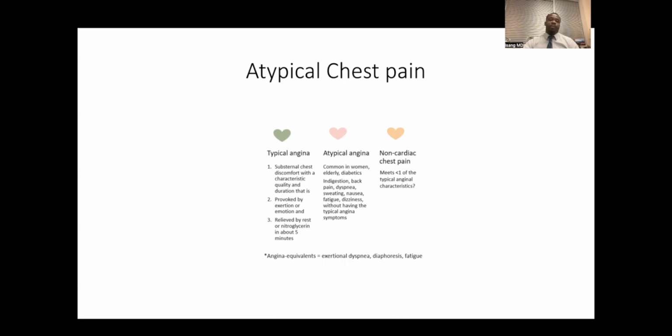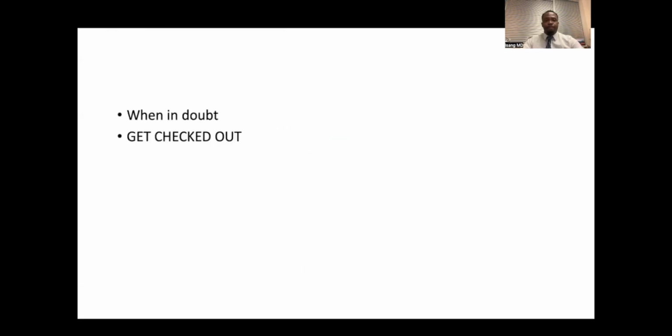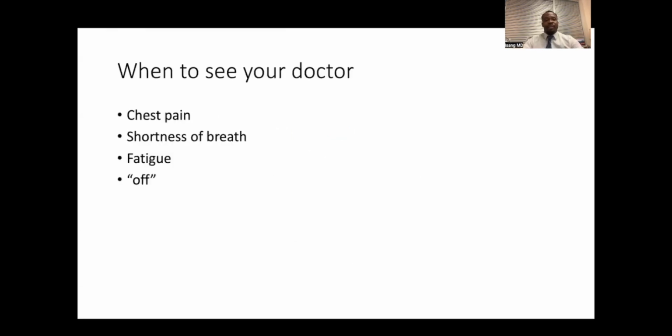Once again, women, diabetics, people with chronic kidney disease can have what's called atypical symptoms, meaning that they don't have the classic findings of chest pain, worse with exertion, better with rest. It doesn't mean that their problem is not serious. It just means that we as physicians, we as primary care providers have to have a heightened sense of awareness, but also continue to work these individuals up, maybe not in the emergency department, but work them up outpatient with an echo, stress test, etc. When in doubt, get checked out.